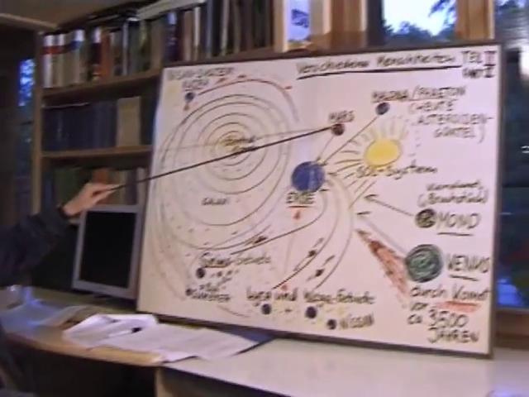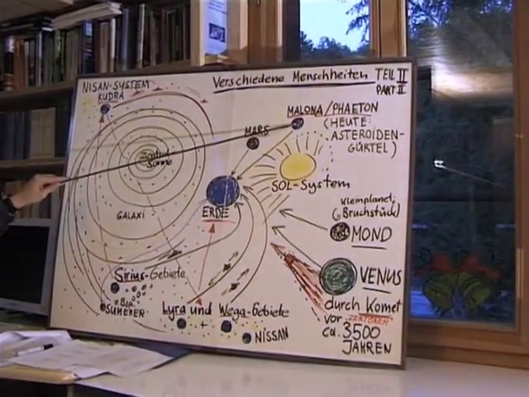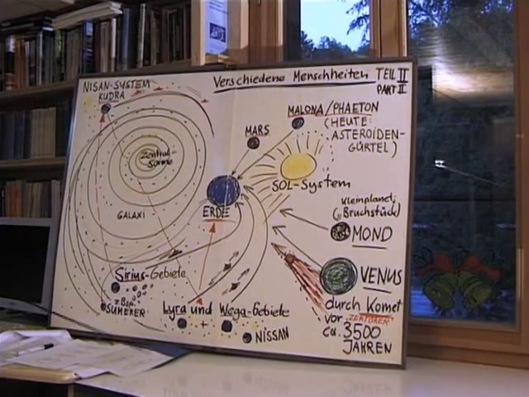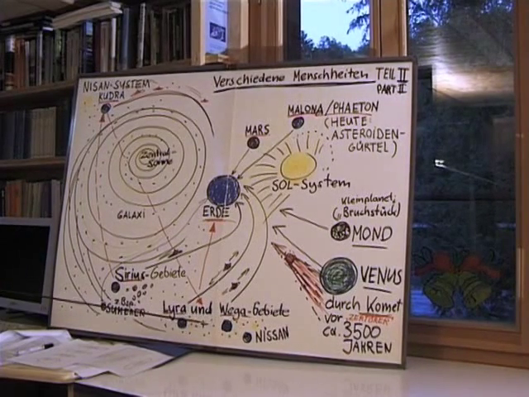On Earth, we have the remnants of 5 different humankinds who are of extraterrestrial origin. We have, for example, immigrants from Mars, from Malona, and from the space-time shifted Lyra and Vega systems, and also from the Sirius regions.